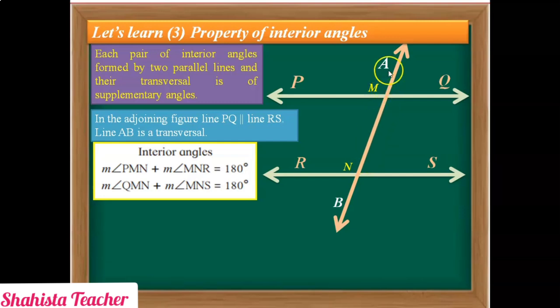Now see, this is a linear pair of angles. So PMN plus measure of angle MNR is equal to 180 degrees. Its shape is a C shape. And here QMN plus MNS is equal to 180 degrees. So students, in this way we finish the third property, the property of interior angles.